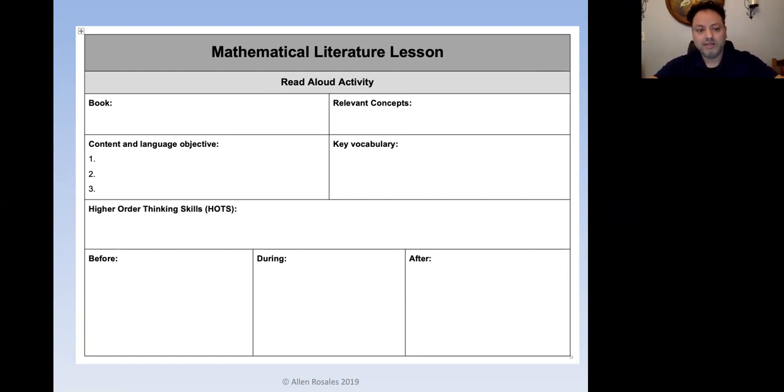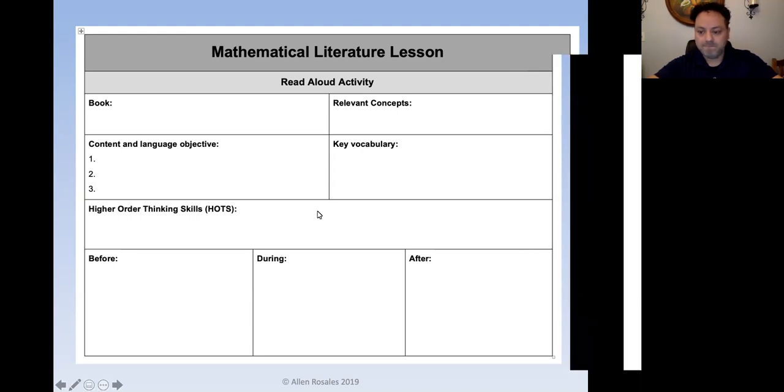And so you would write the name of the book. So in this case would be Goldilocks and the Three Bears. Relevant concepts, right? So this is where you might say, wow, Goldilocks has a lot of patterns because most of the things are patterns of 3. So you might put down there patterns, or you might put some other math or literacy concepts there. Your content objectives.